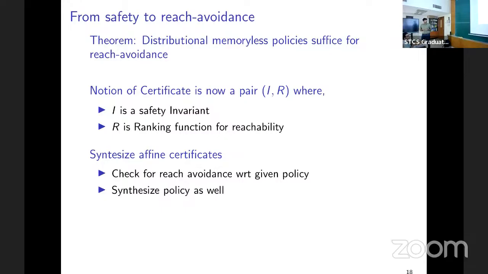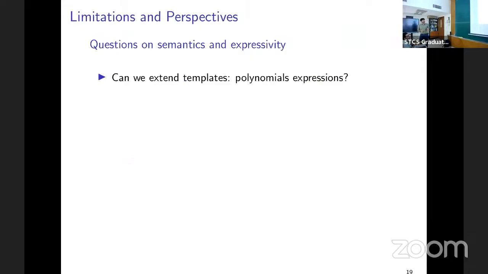And yes, there's a typo there, but we synthesize affine invariants, affine certificates, and we can do these things. So that's where I'll end this. That brings me to my last slide.